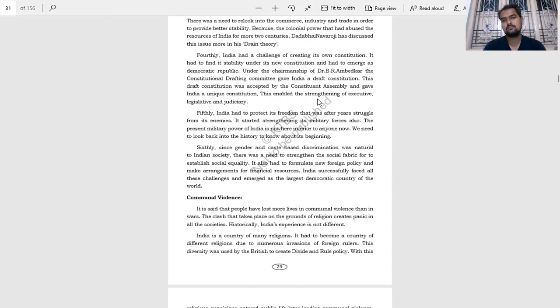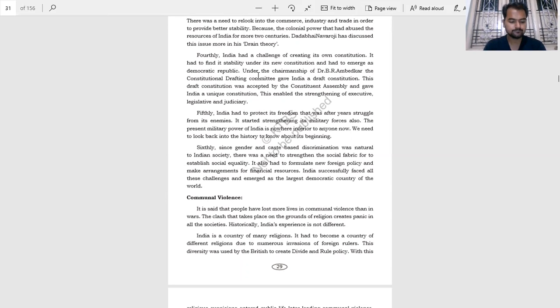So the drafting chairmanship was given to Dr. Baba Saheb Ambedkar, and the chairman of the Constituent Assembly was Dr. Babu Rajendra Prasad. Okay. So they successfully took this task, and they formed one of the lengthiest constitutions of the world.